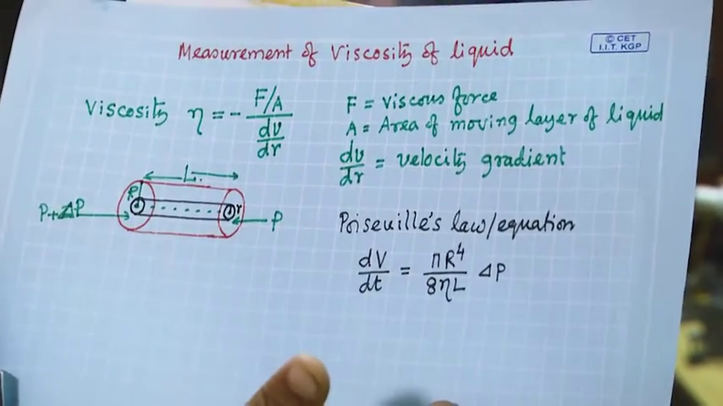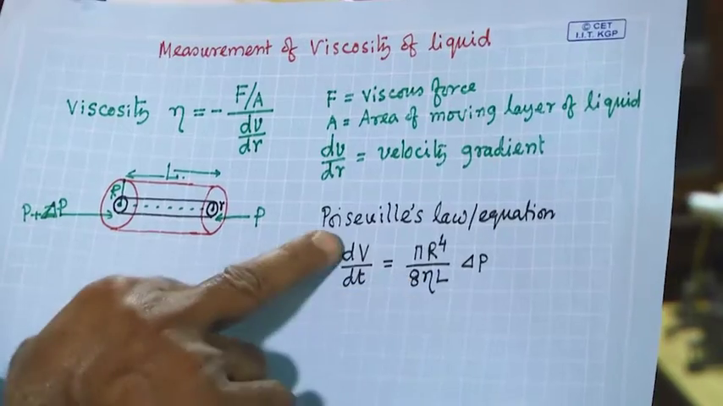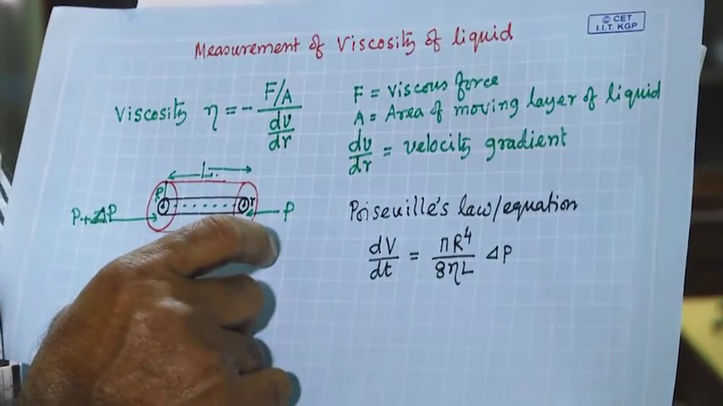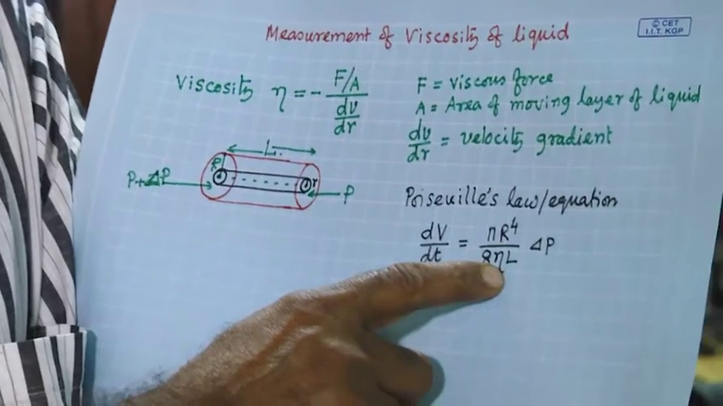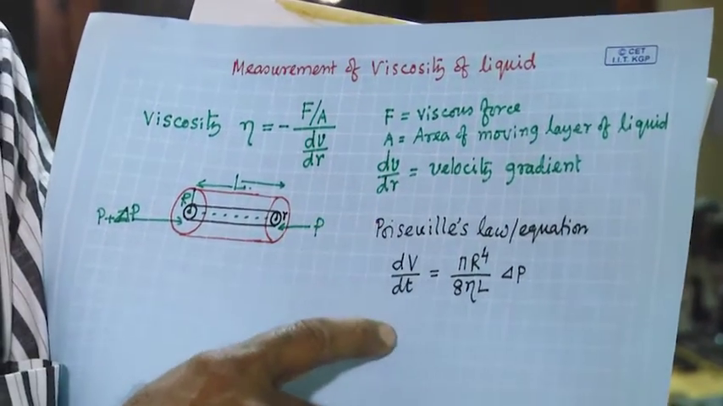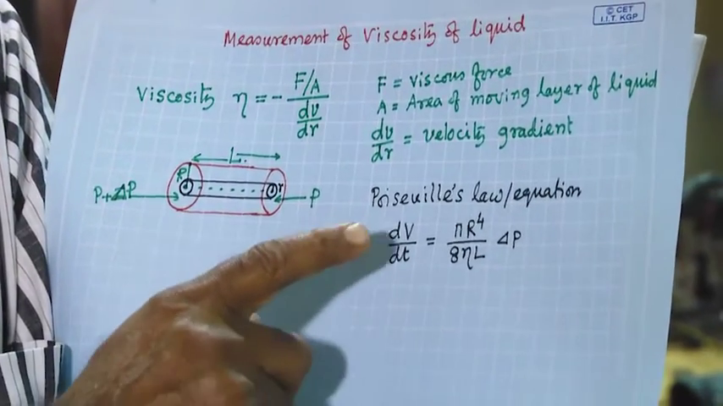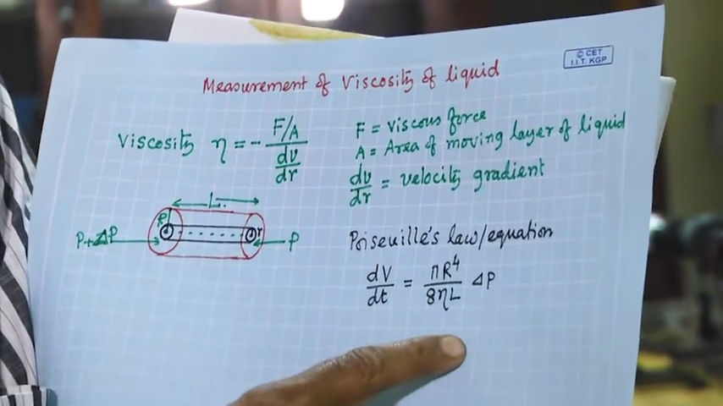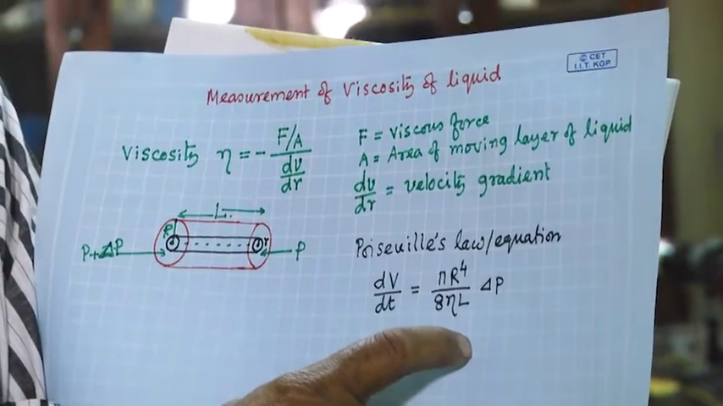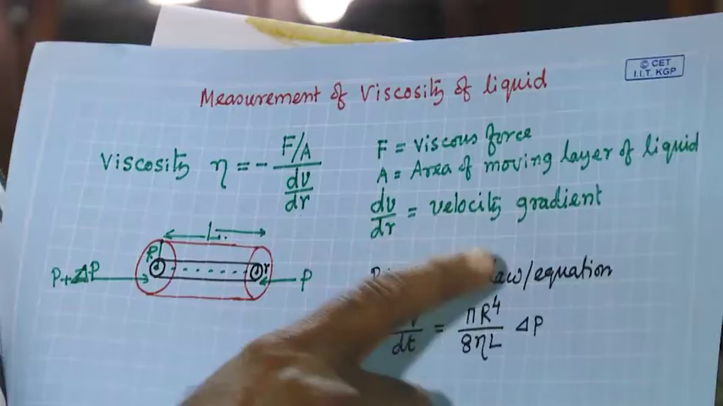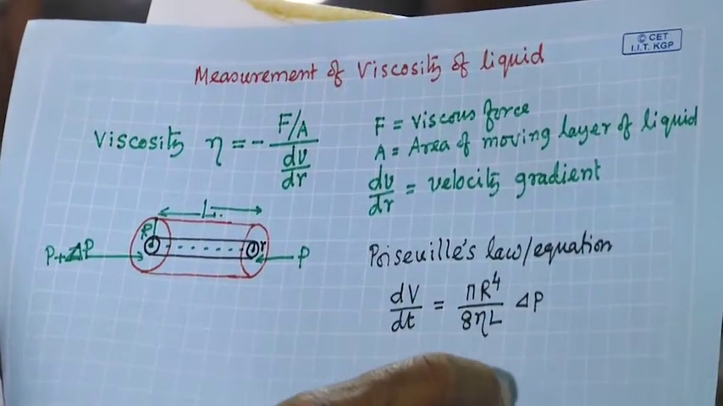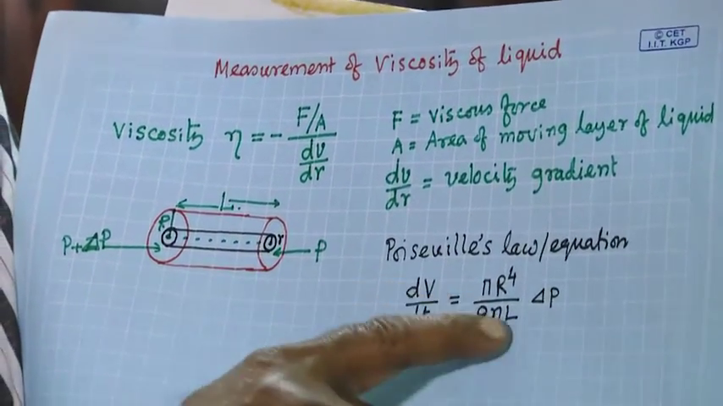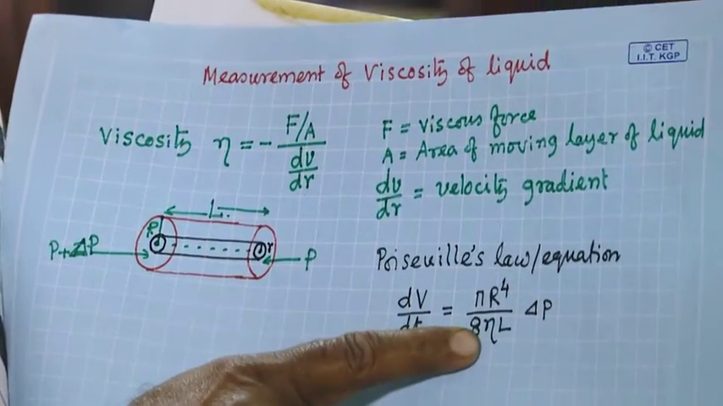Now in the experiment, mainly we have to measure dV by dt for a pressure difference del P. So here you can see, if we plot a graph of dV by dt as a function of del P, then we will get a linear curve. The gradient of this linear curve will be pi r to the power 4 by 8 eta l. So from the graph I will get the gradient, which equals this. The radius r and the length of the tube I have to measure, and then from there I can find out the eta.